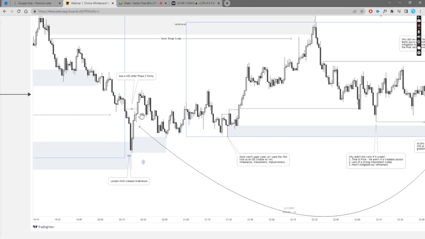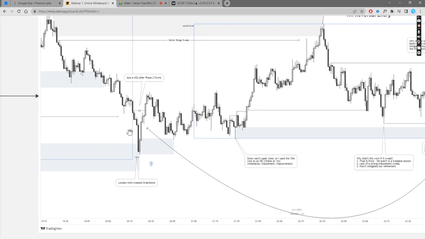Okay, so when you go to change of character, simply put, it's that break of supply in this case that sweeps liquidity. So when you have that change of character, you have that influence of where price wants to reverse. So we have a supply failure within here, and then we have that sweep of liquidity.